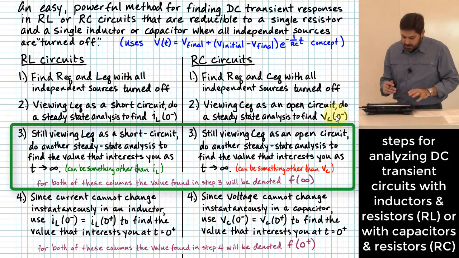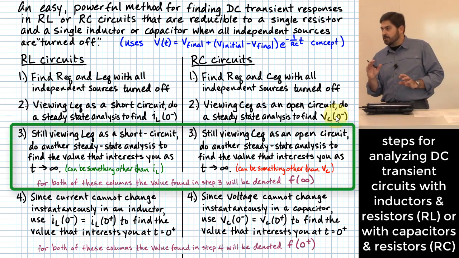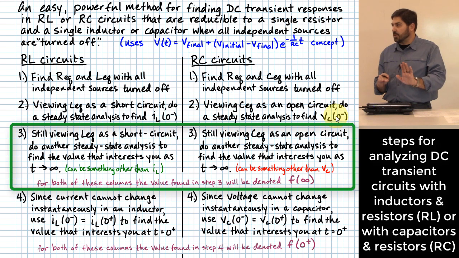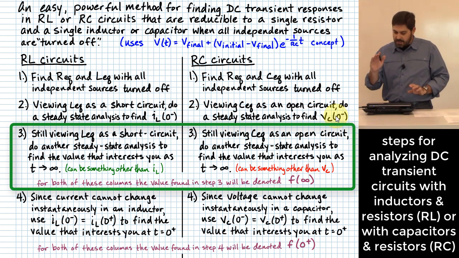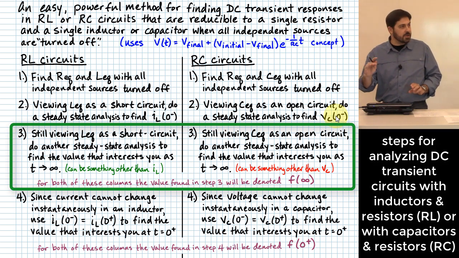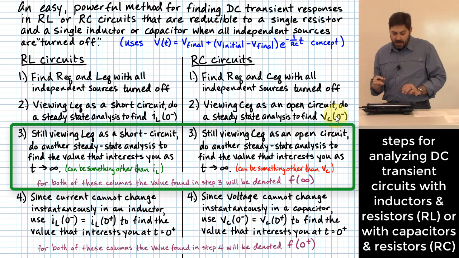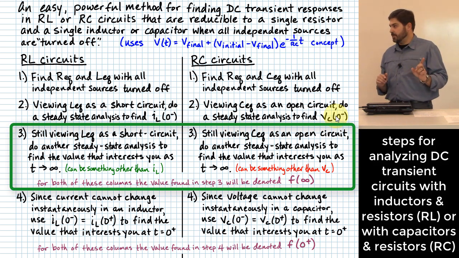Okay, step three, you still leave an inductor as a short circuit if you're doing an inductor, or you leave the capacitor as an open circuit if you're doing the capacitor. But now what you do is you find what value interests you as time goes to infinity. This is where this technique gets more powerful than the one that I just showed you.